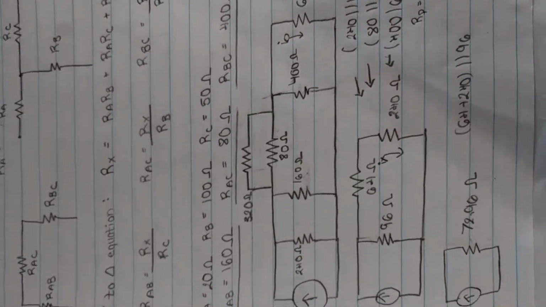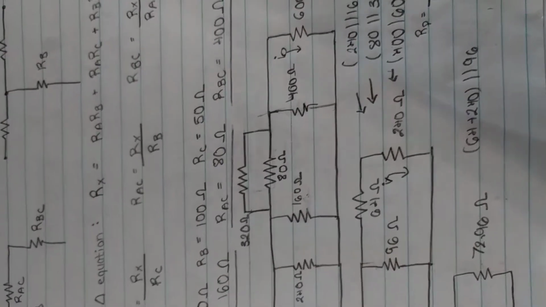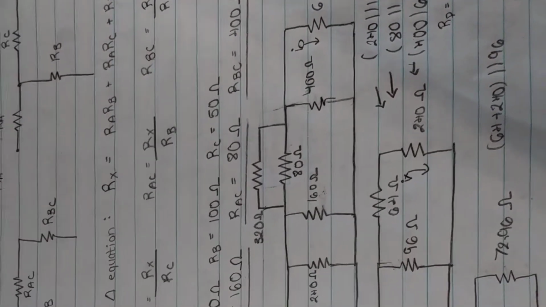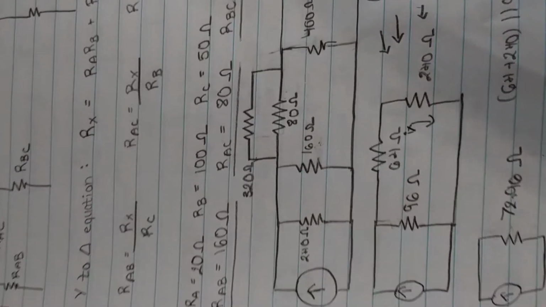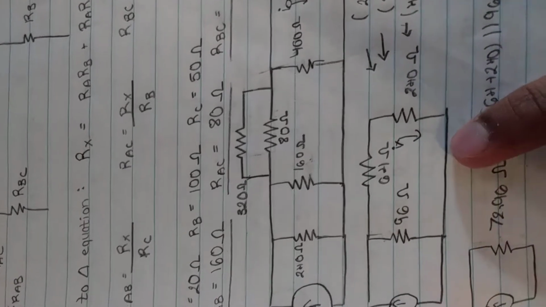So once you plug all those values in for each one, for 80 and 320, you would go 80 times 320 divided by 400, and then you would get 64. And then you would do the same for 400 and 600, the same for 160 and 240, and you would get this circuit right here. And simplifying from here is quite easy.